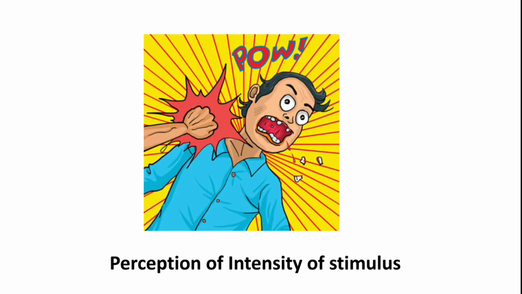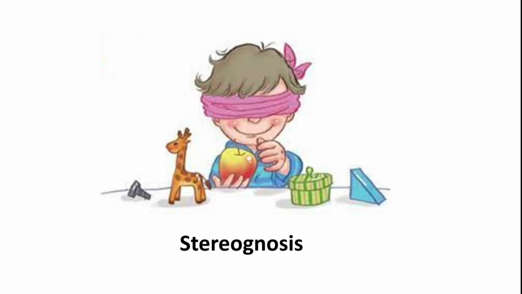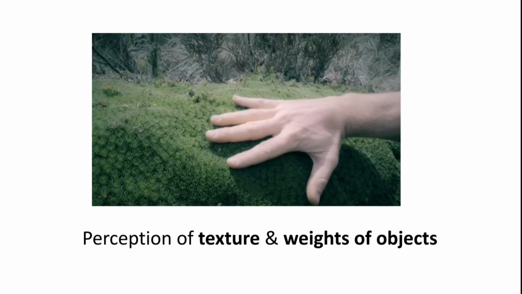Then S1 area is also concerned with the perception of intensity of the stimulus. S1 area also helps the person in stereognosis, which is the ability to recognize the shape and form of the objects with eyes closed. Then this area is also involved in the perception of texture and weight of the objects.